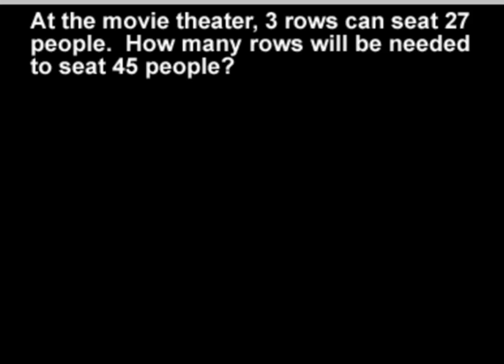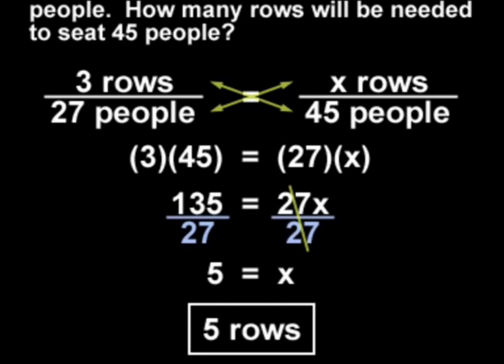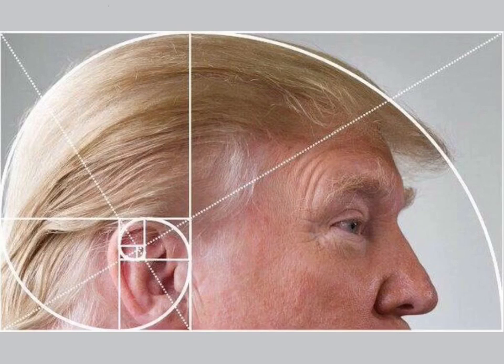So at the movie theater, 3 rows can seat 27 people. How many rows will be needed to seat 45 people? I'll pause here, and I hope you guys will be able to solve this. Those of you that are stuck, here's a hint. And here's the answer. Our whole world has ratios. Look at this. That's a ratio right there.